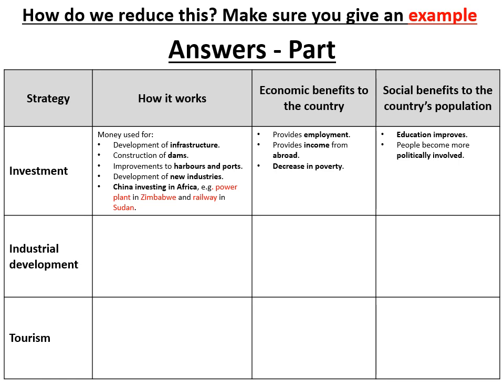The economic benefits of this are it provides jobs, employment, it provides income from abroad, and it leads to a decrease in poverty. And the social benefits are education improving and people becoming more politically involved. All of that taken from the textbook. So jot anything down there that you've missed. Now you know what my expectations are. You can move on to the other two, get those done, and we'll look through the answers to those on the next slide. So pause now and get all that finished.